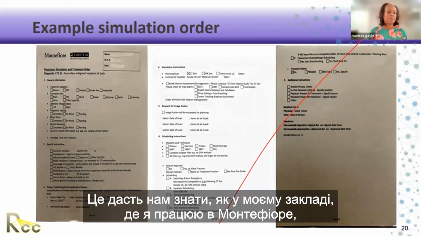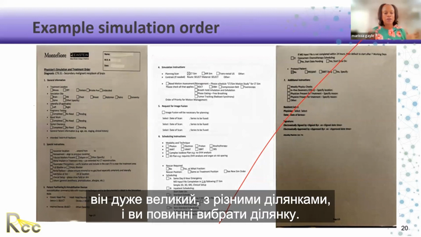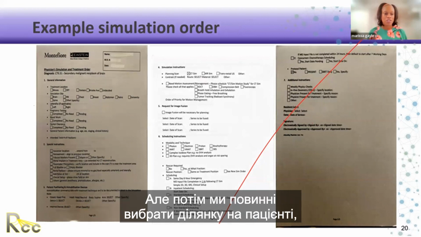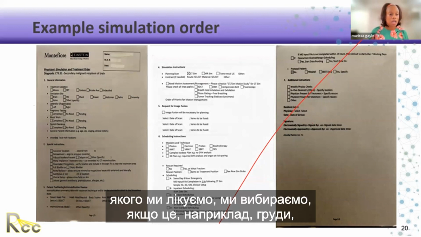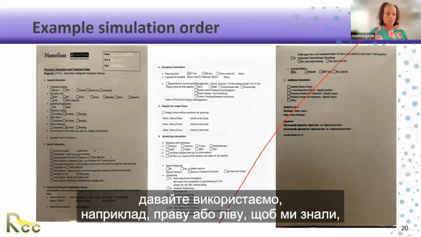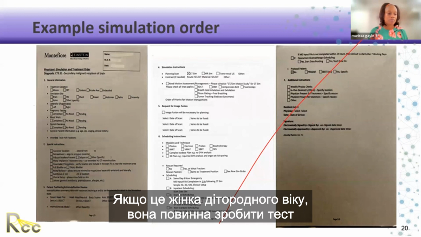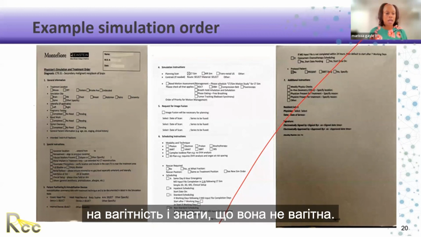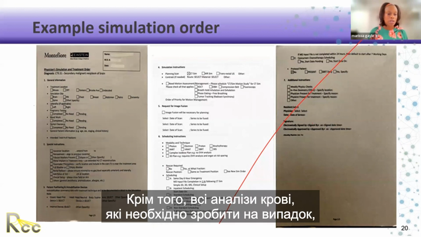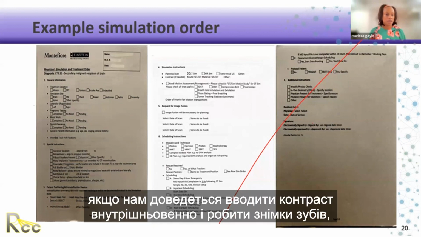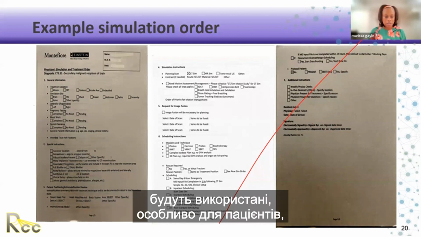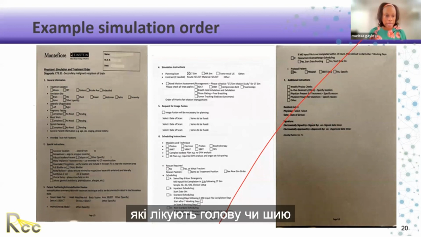It will let us know, at my facility, I work at Montefiore, it's very large, so we have different sites. You have to pick the site. But then we have to pick the site on the patient that we're treating. If it's a breast, let's use that for example, right or left, so we know which body part we are actually treating. If it's a woman of childbearing age, they need to have a pregnancy test and know that they're not pregnant. Also, we need whatever blood work needs to be done in case we have to give IV contrast, and dental clearance. We'll use that especially for patients that are head and neck.